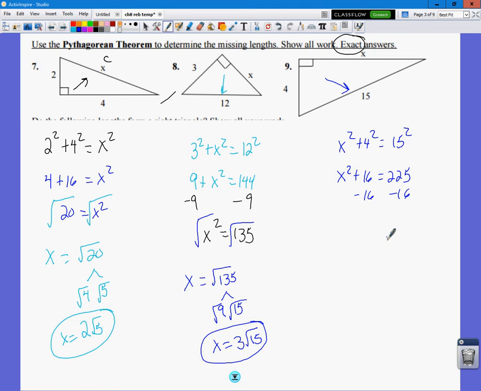And 225 minus 16 is 209. And I'm going to take the square root of that. If I look to see if I can simplify this, there doesn't happen to be anything that goes into 209 that I can take the square root of, so this is my simplified answer.